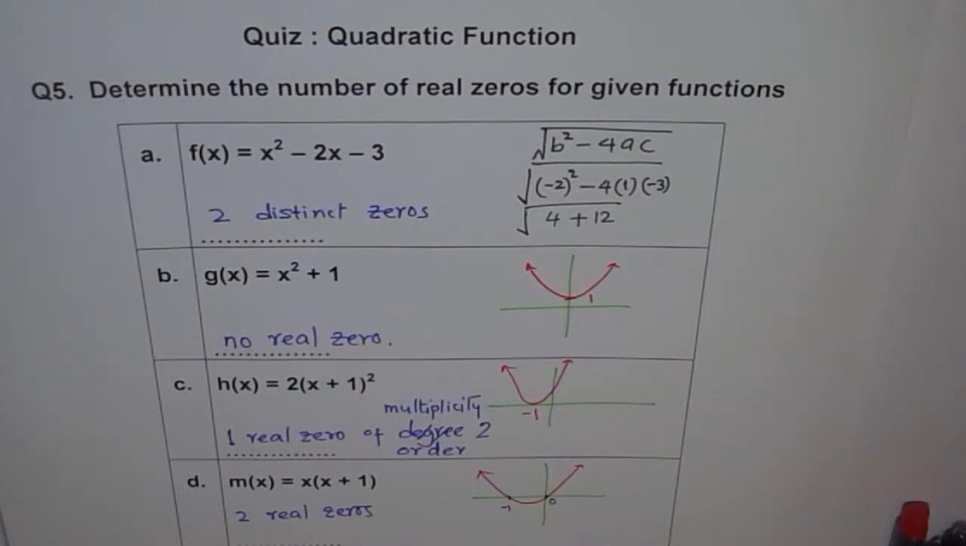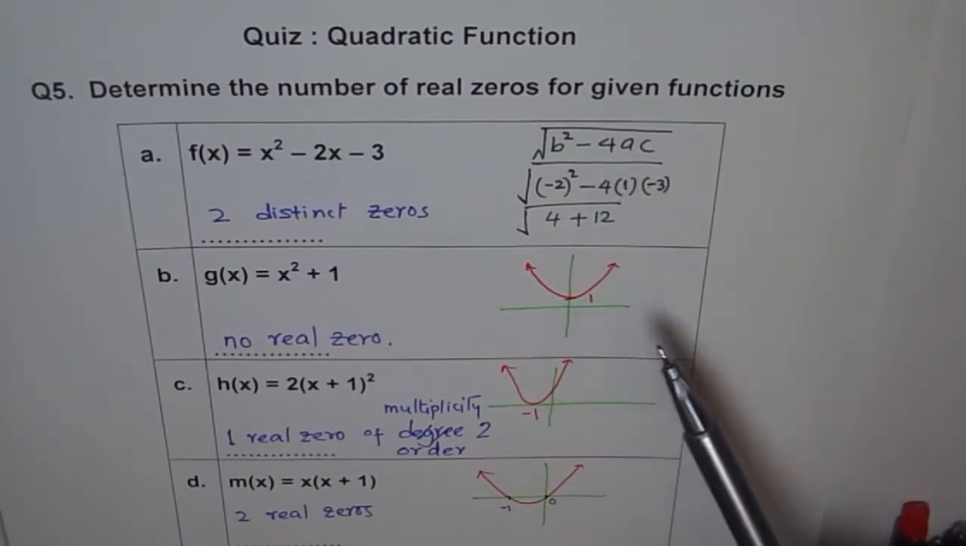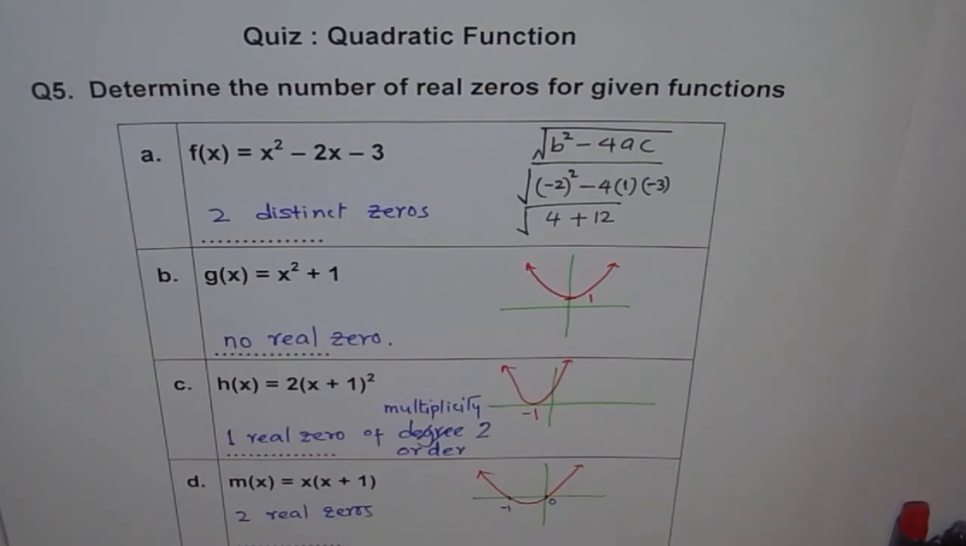So that is how you get the number of real zeros. You could use the discriminant or transformation, or your knowledge of the equations, intercepts, depending on in which form the equation is given. Okay, thank you.